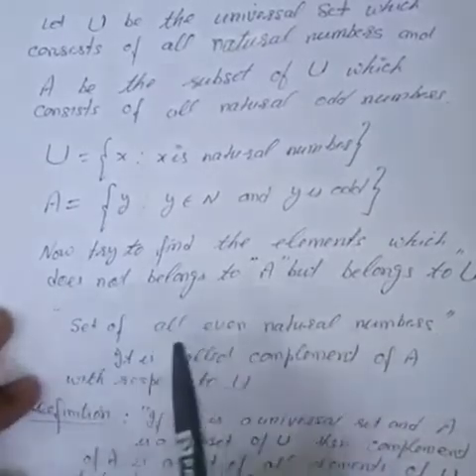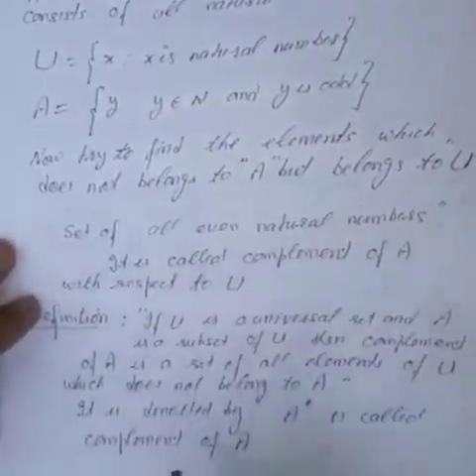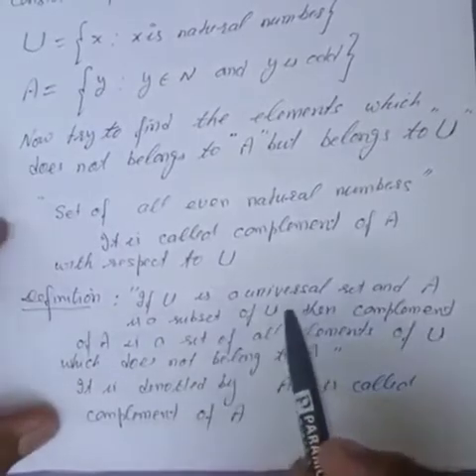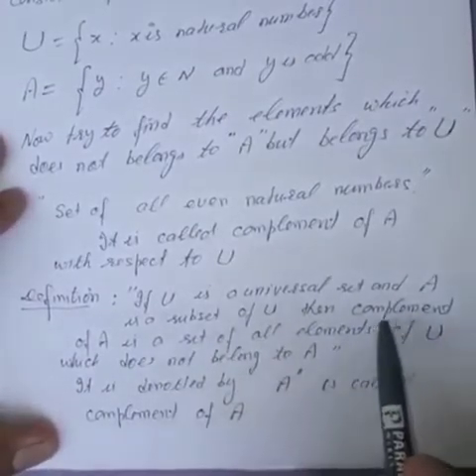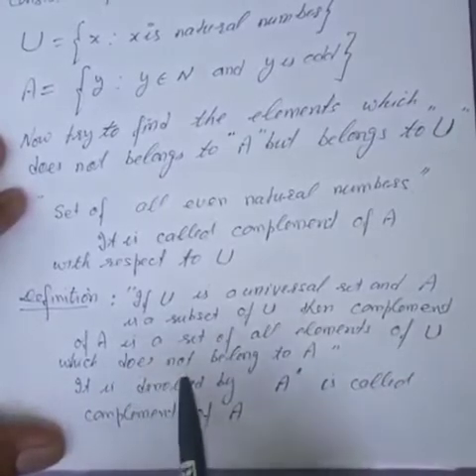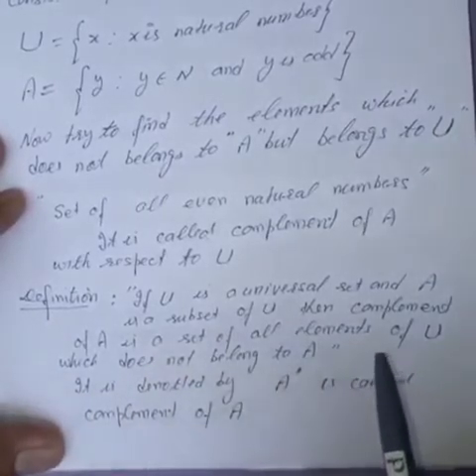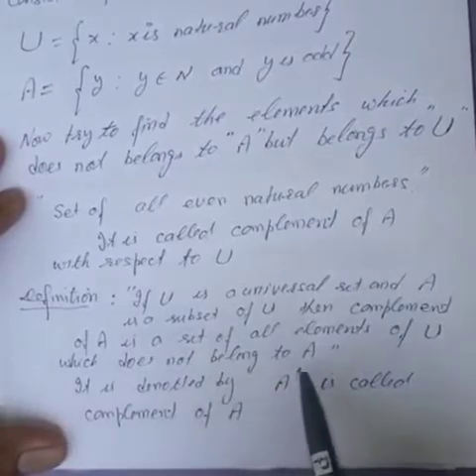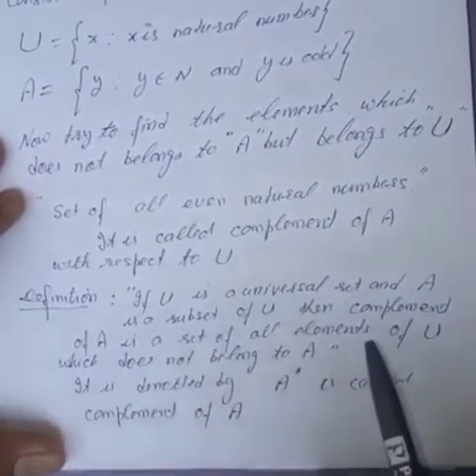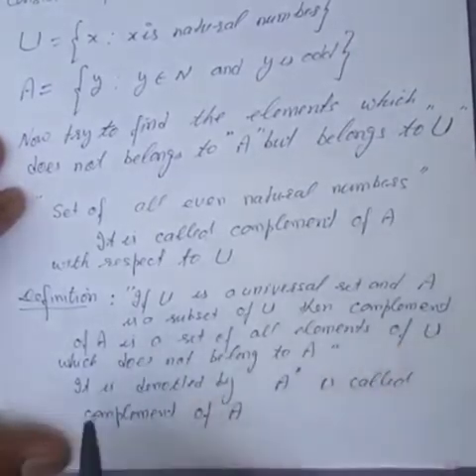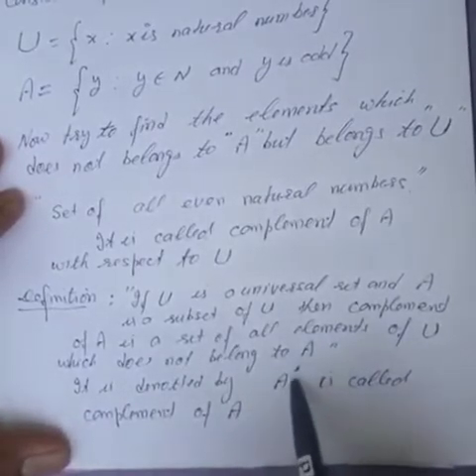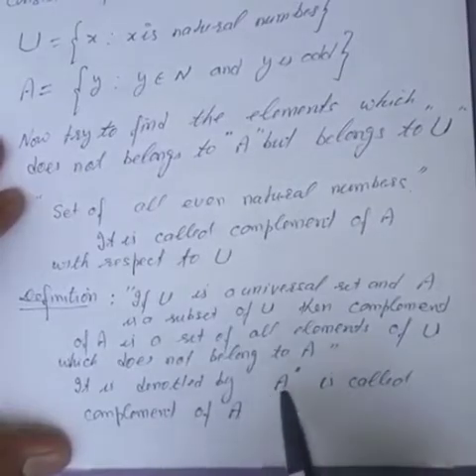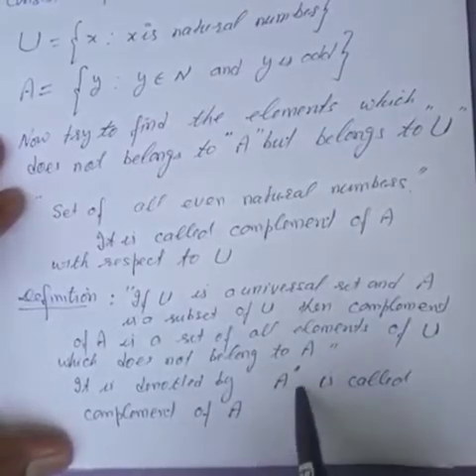Now what is the definition? If U is a universal set and A is a subset of U, then the complement of A is a set of all elements of U which don't belong to A but belong to U. All elements of U which don't belong to A. It is denoted by the symbol A and dash in the power, so it is pronounced as complement of A.